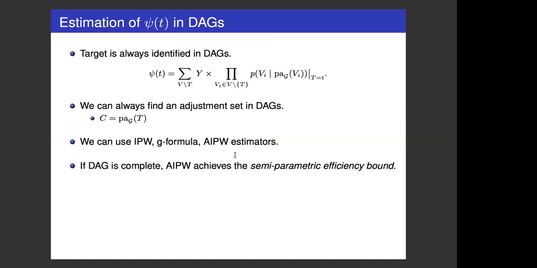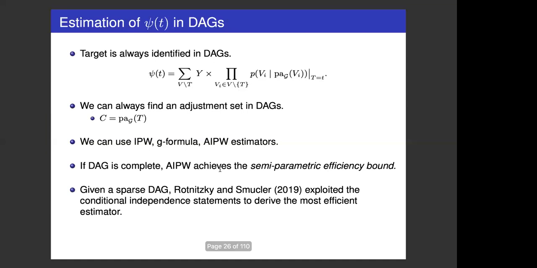And so the thing is, if the DAG is complete, meaning each vertex is pointing to every other vertex, meaning that there are no conditional independence statements, then the augmented IPW is going to achieve the semi-parametric efficiency bound. And in a sparse DAG, we can exploit the conditional independence statements to derive the most efficient estimator by deriving the tangent space and projecting the influence function onto the tangent space. Rotnitzky and Smucler, in their recent paper, use this, and you can check it out.